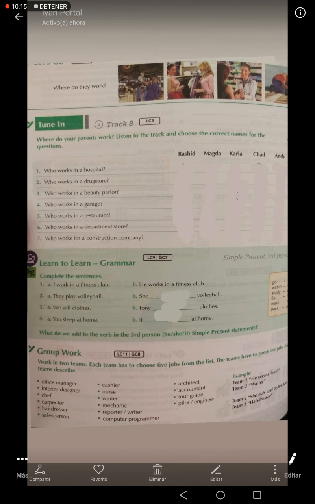Today, we want to work on the next page. This is the page that we want to work on. So we're going to complete the exercise that is tune in. Yeah, it says, where do your partners work? Listen to the track and choose the correct names for the questions.